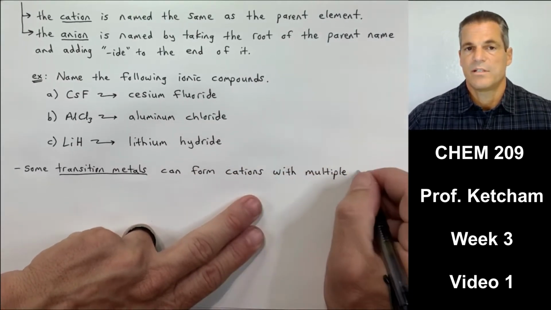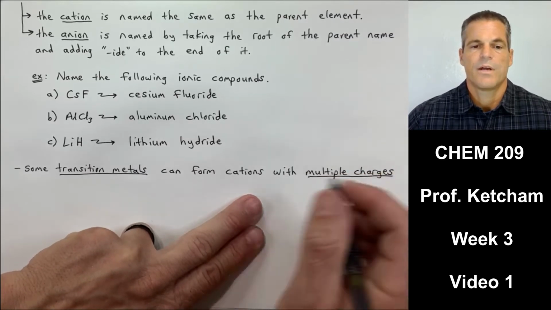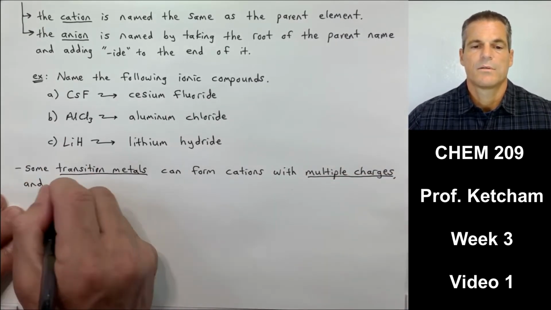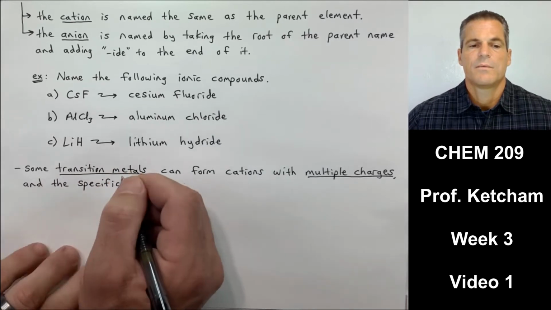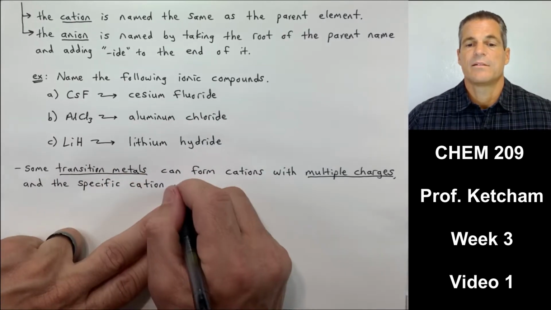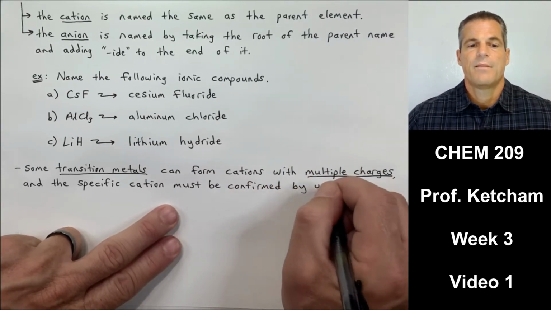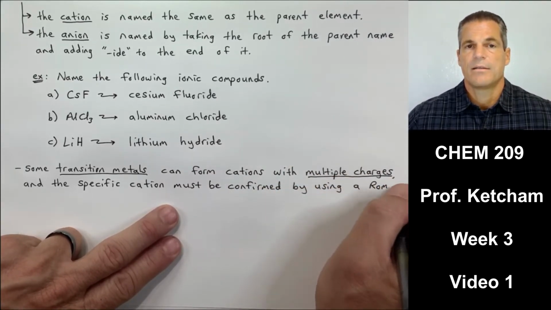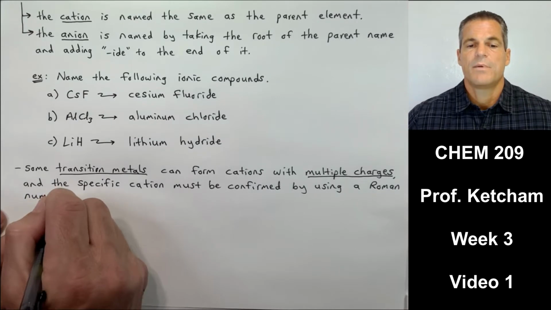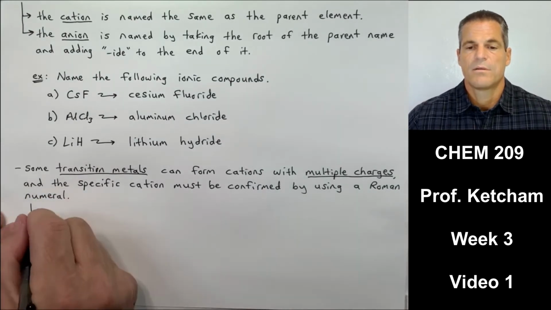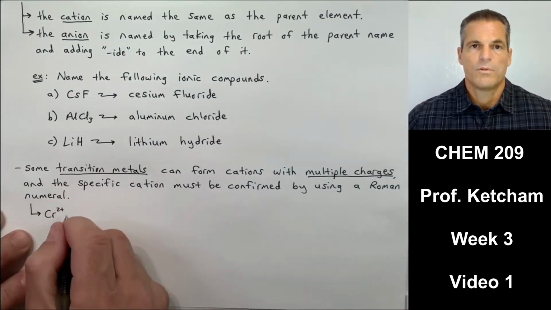Now, some transition metals, right? We talked about that. Groups 3 through 12. Some transition metals can form cations with multiple charges. And the specific cation must be confirmed by using a Roman numeral.